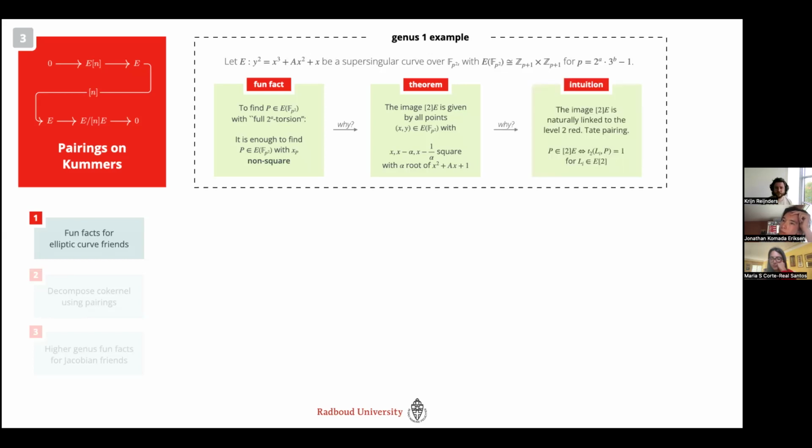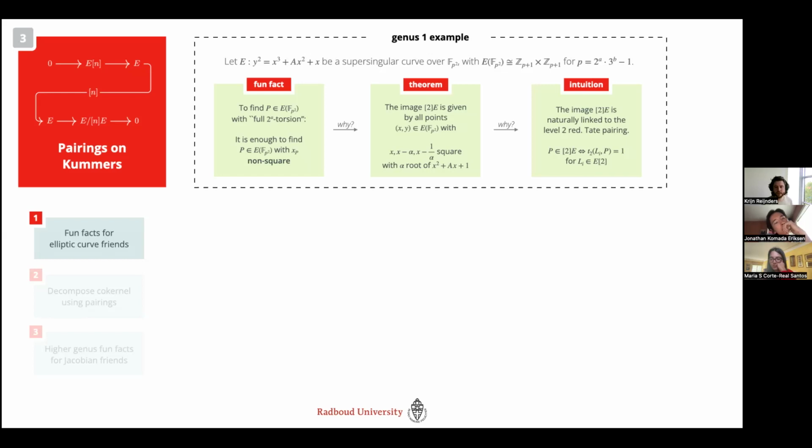And now you might wonder, why is this theorem true? And this is because the image of doubling has a very natural link to the level 2 reduced Tate pairing. And so rephrasing the theorem says that a point is in the doubling if and only if the Tate pairing for all of the 2 torsion points is trivial.